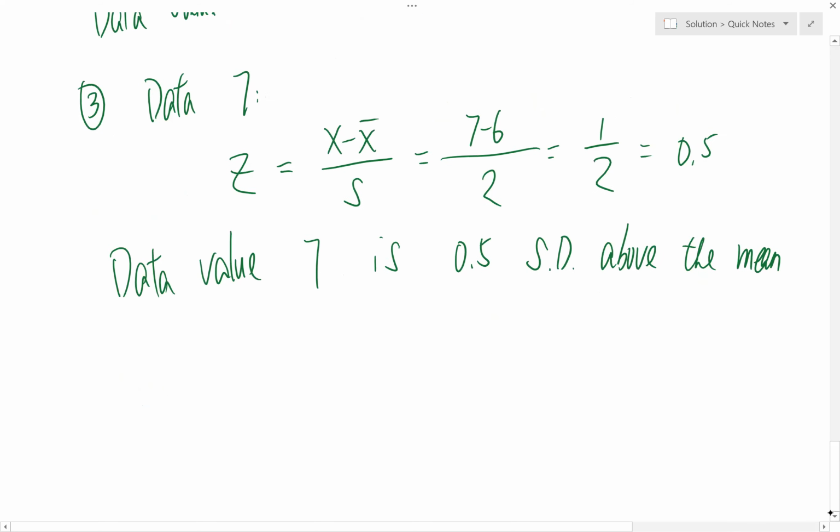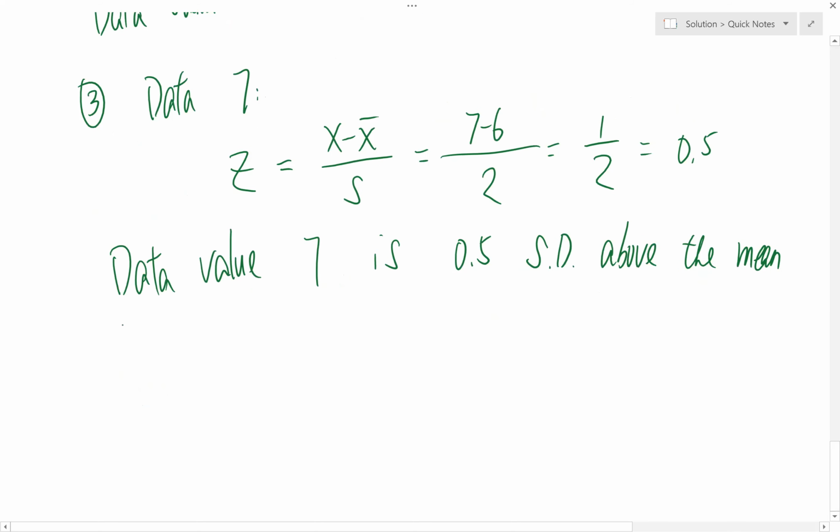And then the last one is 8. Wait, Professor. Yep, go ahead. I thought the mean was 6. Yeah, it is 6, right? Yeah, 6. Then how is 7 bigger than 6? 7 is bigger than 6, right? Yeah. Isn't it? So that's why it's above the mean.